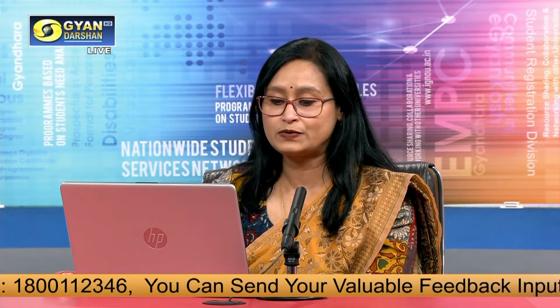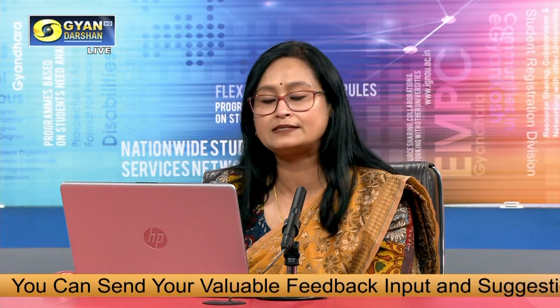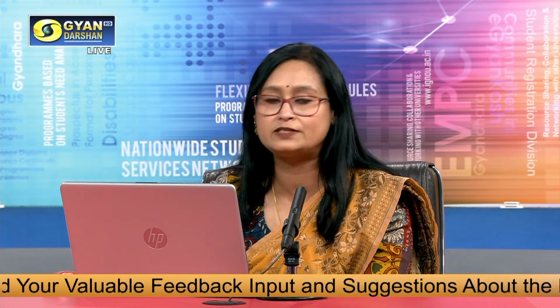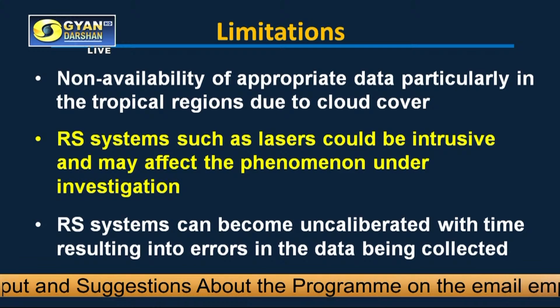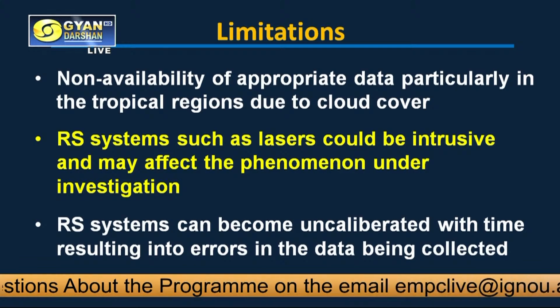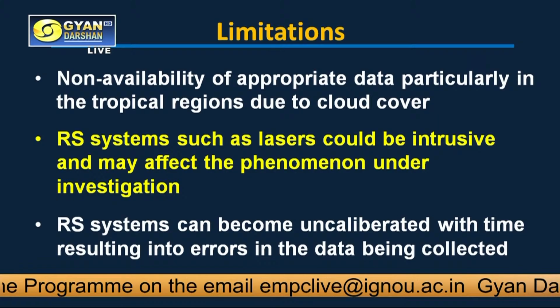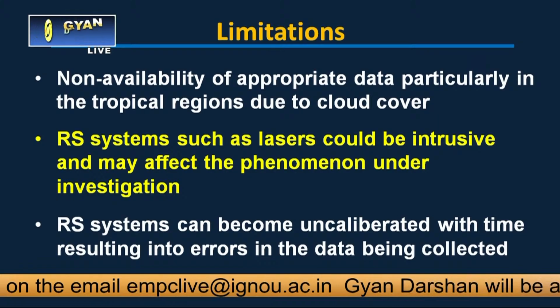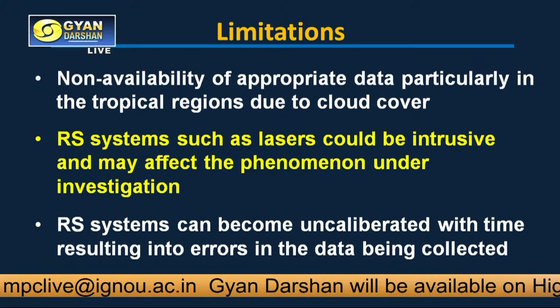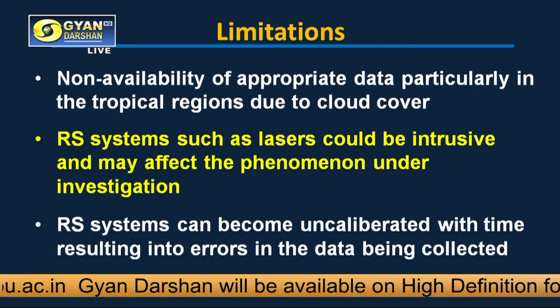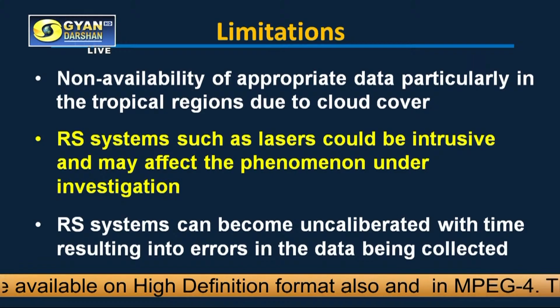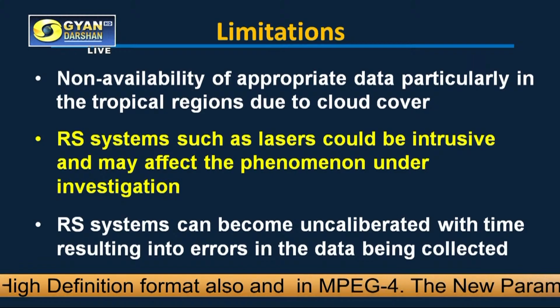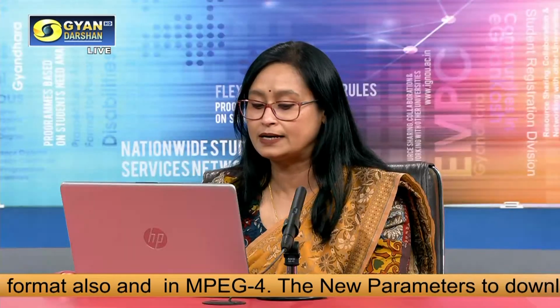There are also limitations of remote sensing. There can be non-availability of appropriate data, particularly in the tropical regions, because in tropical regions there are cloud covers. Even remote sensing systems such as lasers could be intrusive and may affect the phenomenon which is under investigation. And remote sensing systems can become uncalibrated with time, resulting in errors in the data being collected.